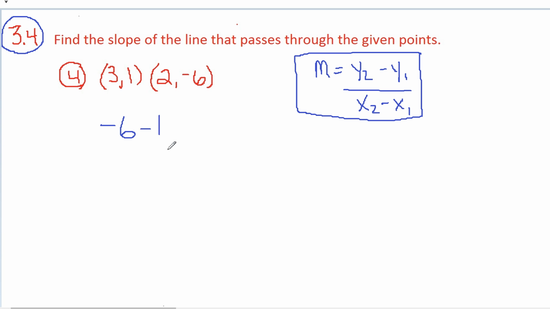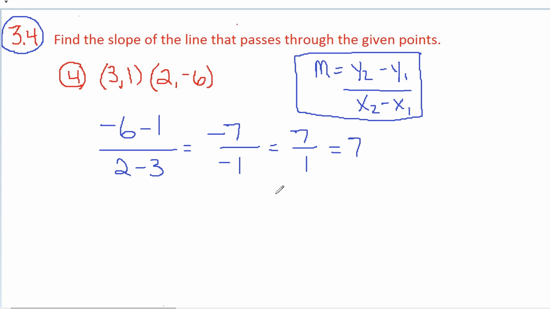minus 1 over x2 is 2 minus 3. Do your calculation. Negative 6 minus 1 is negative 7, divided by 2 minus 3 is negative 1. Simplifies to 7 over 1, or just simply 7 for our slope. Okay, got three more and done the same way.